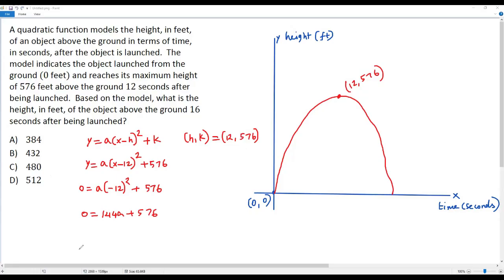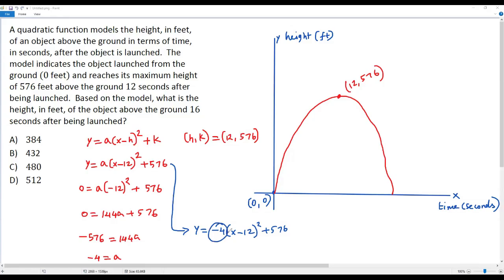When I subtract 576 from both sides, I'm getting negative 576 equals 144a. When I divide both sides by 144, I'm getting negative 4 on the left side, and on the right side we get a. Okay, here I got the value of a. Let me plug the value of a into this quadratic function over here. Then we get y equals negative 4 times (x minus 12) the whole square, plus 576.